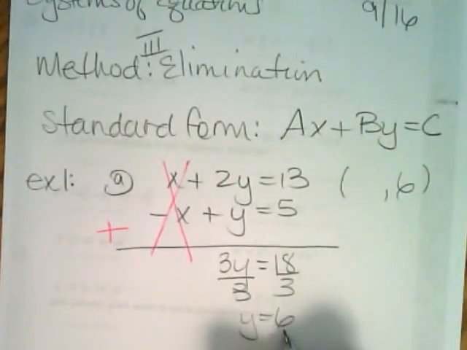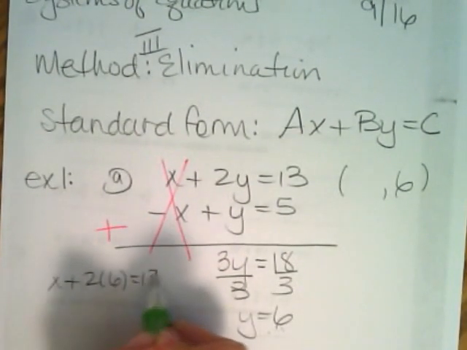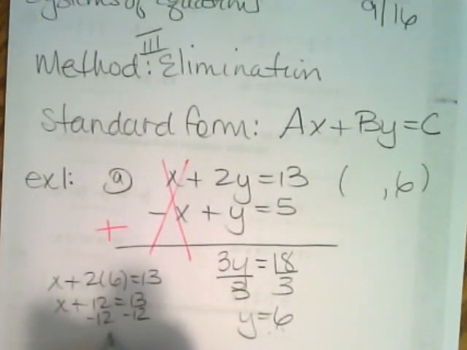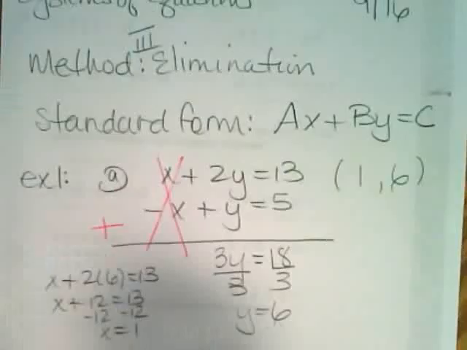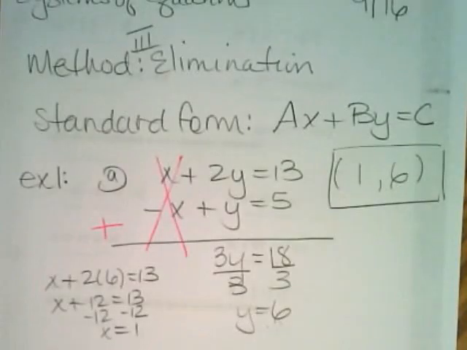So now take this, plug it into either one. It doesn't matter, just like yesterday. So I plug it in, and I solve. One-step equation, so x is 1. So the solution to this system, the point where these two lines intersect, is (1, 6).